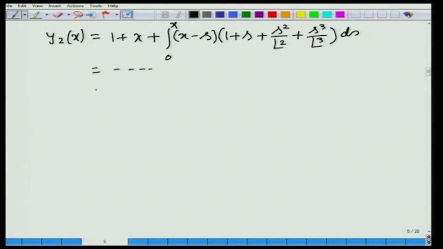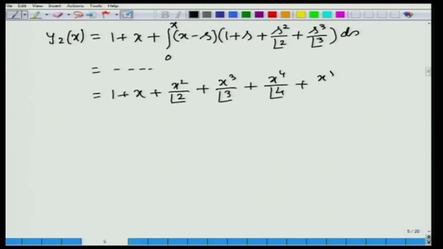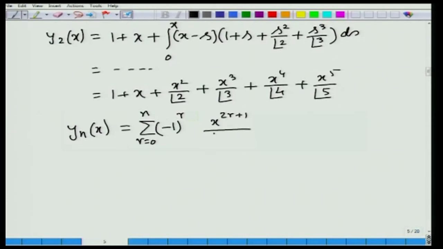If you evaluate it, then you will be having 1 plus x square by factorial 2 plus x cube divided by factorial 3 plus x to the power 4 by factorial 4 plus x to the power 5 divided by factorial 5. This will be the y 2 x. So, in this way, from here we can write y n x is equal to sigma r running from 0 to n minus 1 whole to the power r x to the power 2 r plus 1 divided by factorial 2 r plus 1.